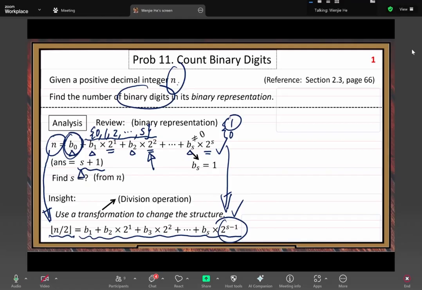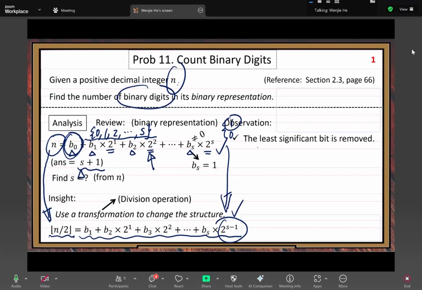Yeah, because you drop B0, so one reduction. So the right-hand side, one reduction. The left-hand side, half reduction. The problem size, half reduction. That's the main property. That's our observation.